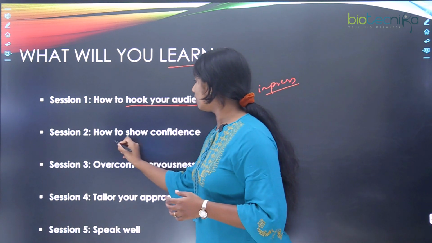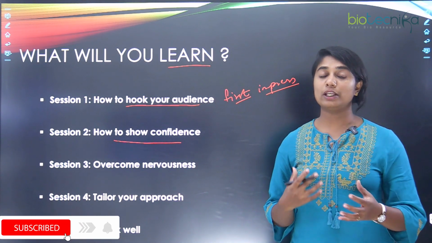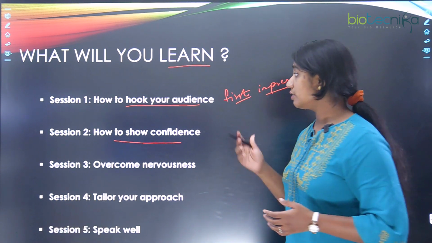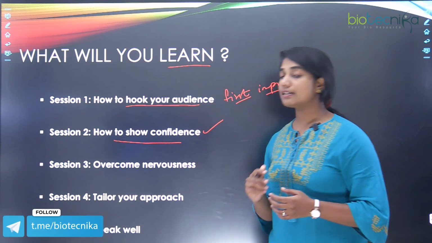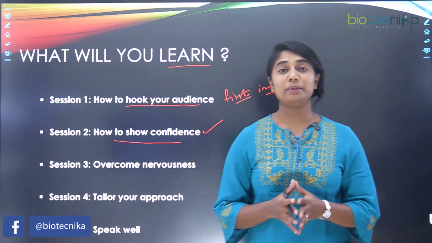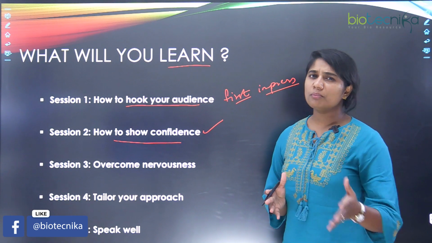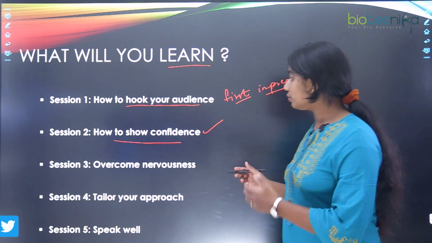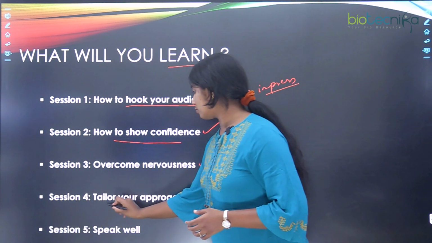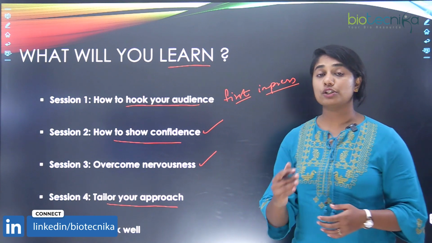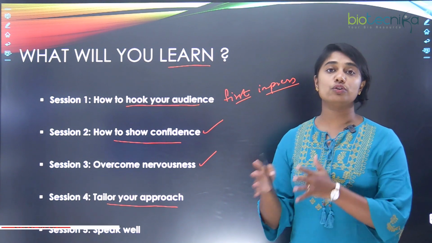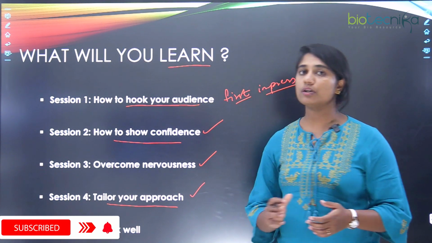The second session is how to show confidence, right? When you're speaking, how are you going to show that you're confident and you know the stuff that you're talking about? So that is going to be the second session. The third is overcoming your nervousness. We talked at length about how it's very common to be nervous before your presentation. Now, how do you overcome this particular nervousness? That is going to be the third session. The fourth is to tailor your approach. How are you going to approach a talk, how are you going to make presentations for it, and how are you going to go about it? So that is what session 4 is going to consist of.